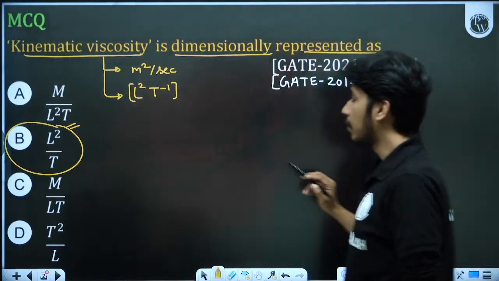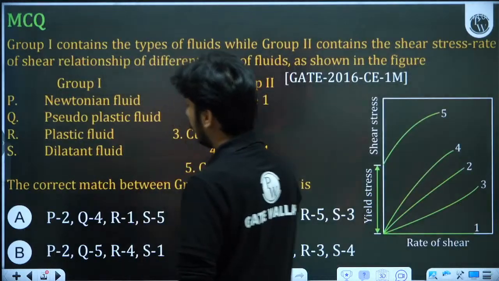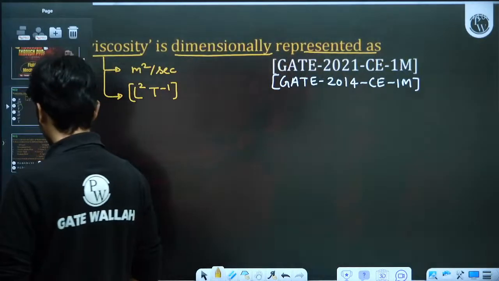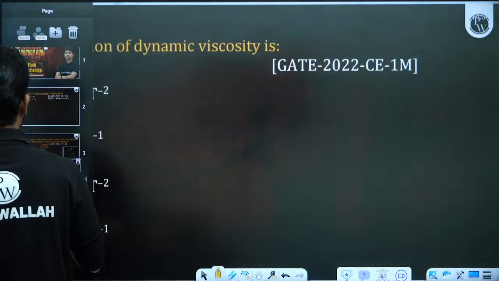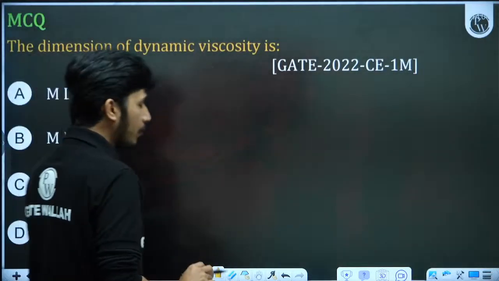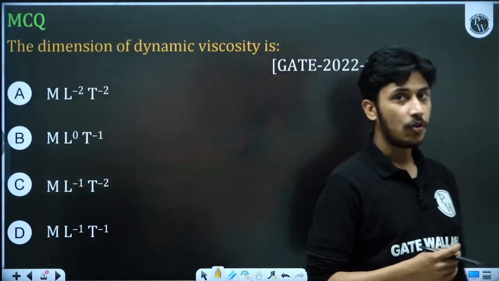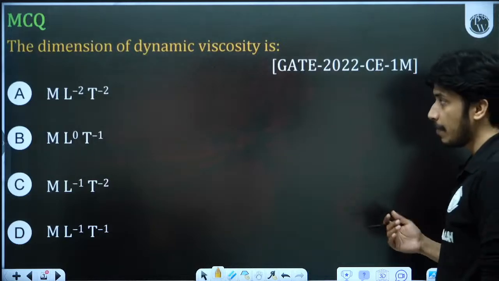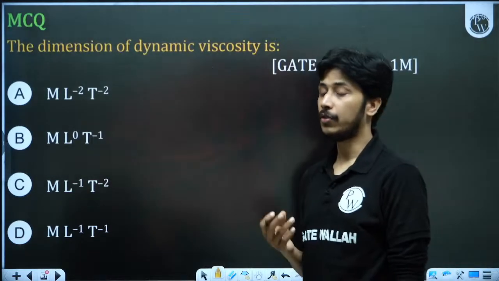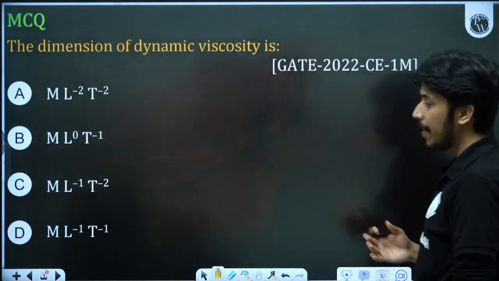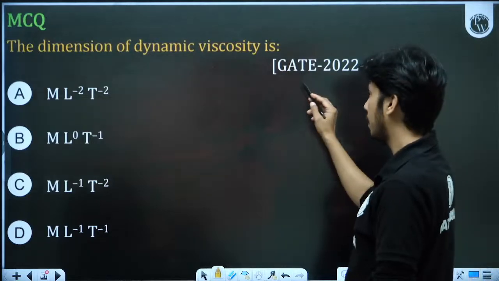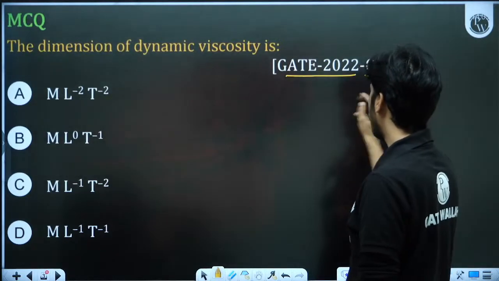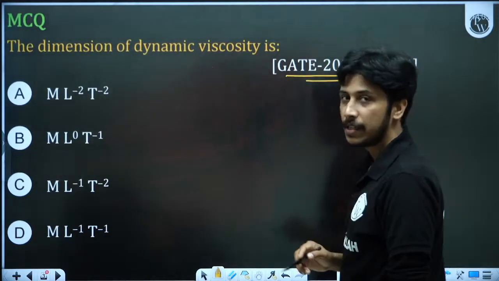Okay, so let us move to the next question. One more question is there. This is again the same type of question in which they are asking the dimensions. Always remember, every 4 to 5 years they are asking the dimension. In 2021 they asked, in 2022 they asked. For the last 3 years they have not asked the dimensions, but in 2025, because 3 to 4 years have passed now, they can again ask the question of the dimensions.